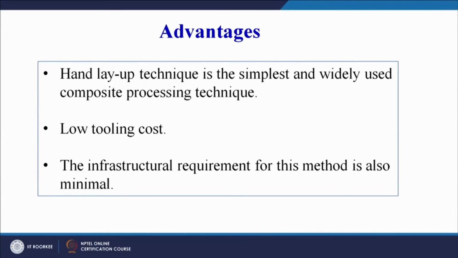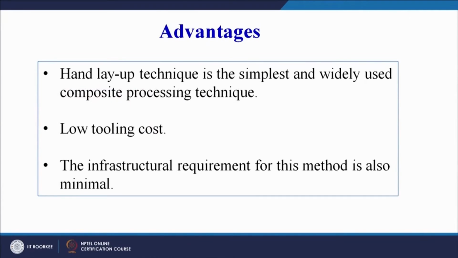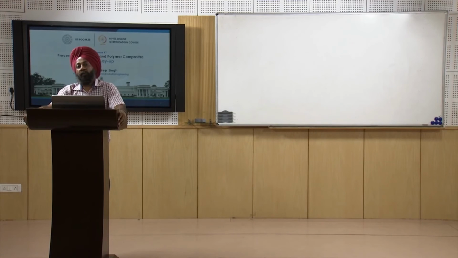What can be the advantages of this process? Hand layup process: simplest, easy to operate. Hand layup technique is the simplest and a widely used composite processing technique. Tooling cost is low because you can see no actuators or sensors or control mechanisms are required. Only a flat plate mold is needed if you want to make a composite plate. If you want to give any other shape, you need to have a mold of that particular shape. So tooling cost is not very high, and the infrastructural requirements for this method are also minimal. So you do not require a very elaborate arrangement for the hand layup process.